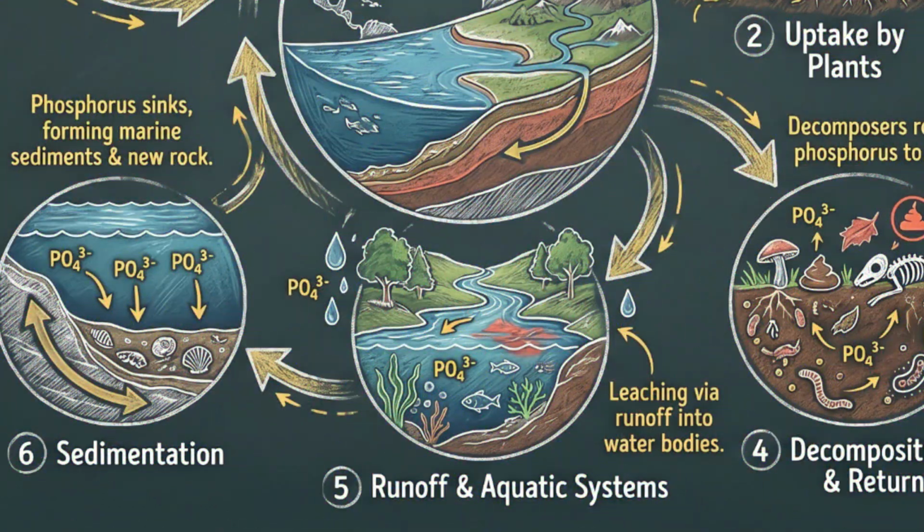Stage 5. Runoff and aquatic systems. However, not all phosphorus stays on land. Rain and irrigation cause runoff that carries phosphates into rivers, lakes, and eventually the ocean. In water bodies, aquatic plants and algae take up this phosphorus.